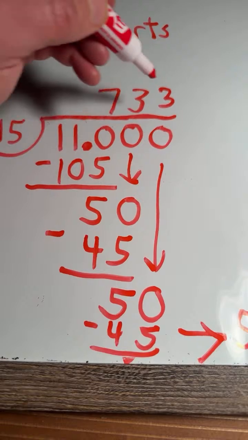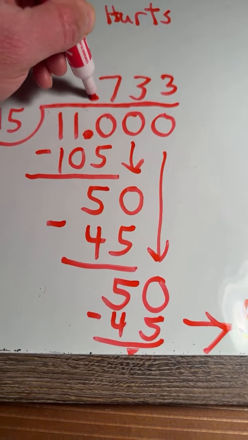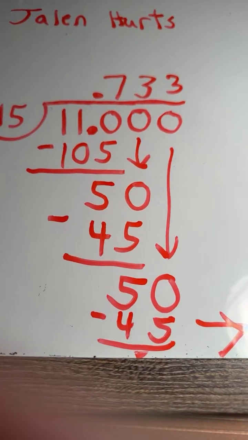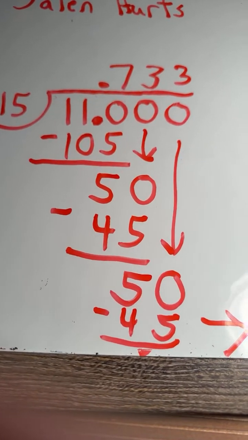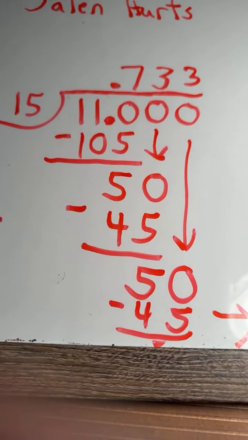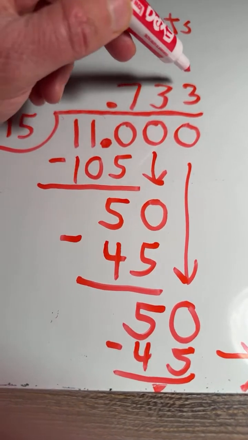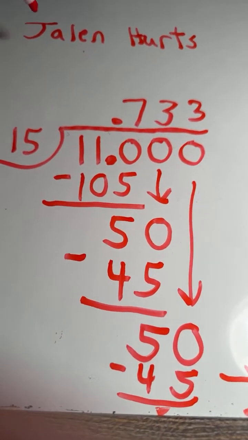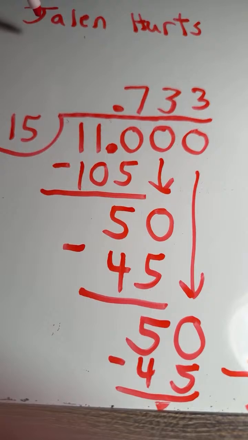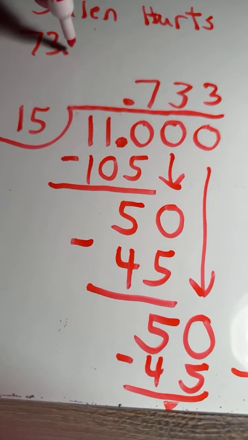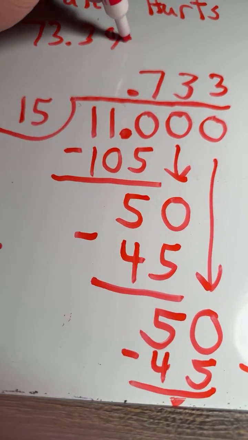And then we have to move the decimal point over 3 places. Got to line up the decimal point. If there's 3 digits behind the decimal point with the number we're dividing, there has to be 3 digits behind the decimal point for our answer. So we have .733, or 733 thousandths. So if we want to round that to a percentage, 73.3%.